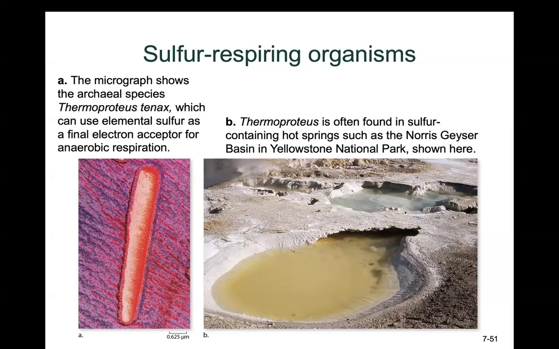Most probably, the reason we humans use oxygen is purely because we live in an environment that is rich in oxygen. This is why we're using oxygen. Well, these guys live in an area that's very rich in sulfur, so they're going to use sulfur as their final electron acceptor.